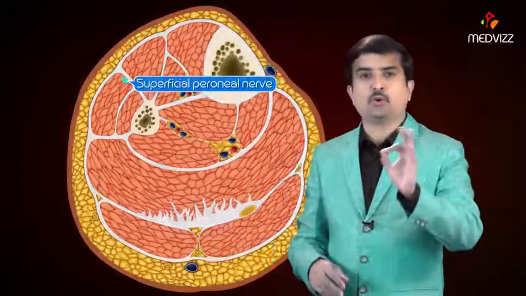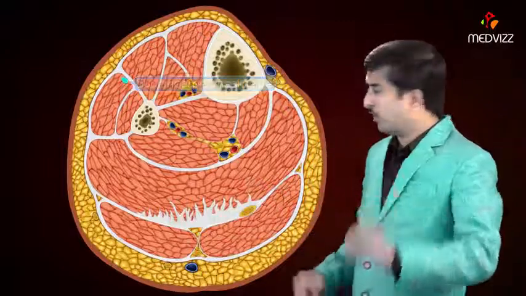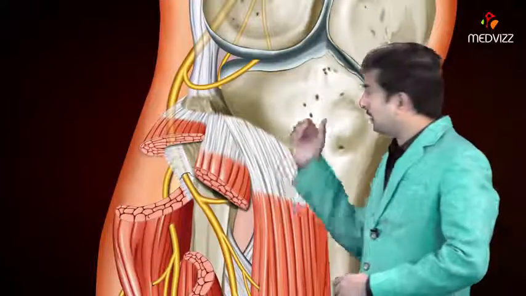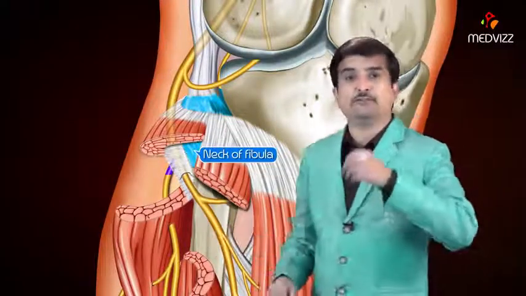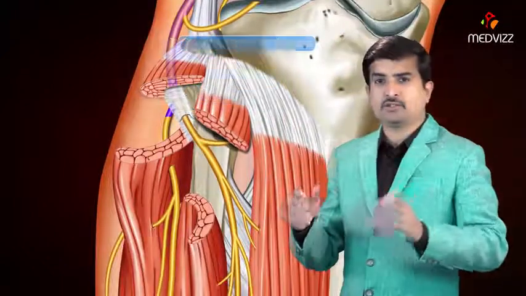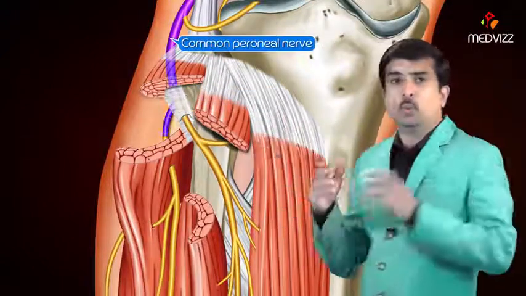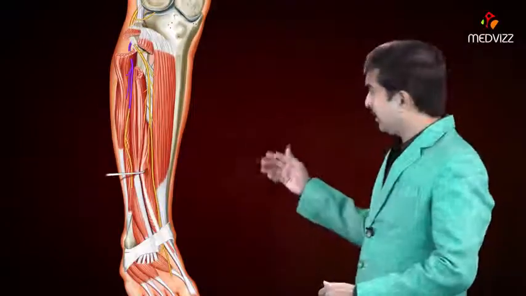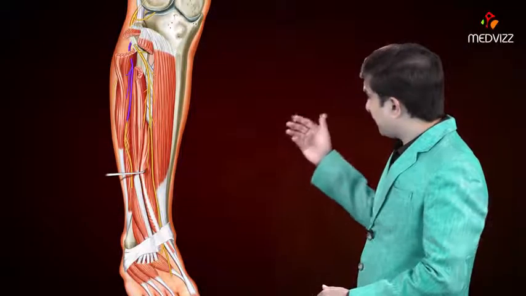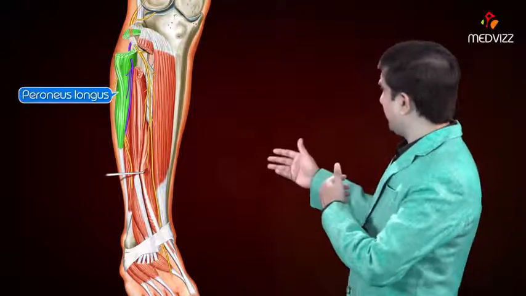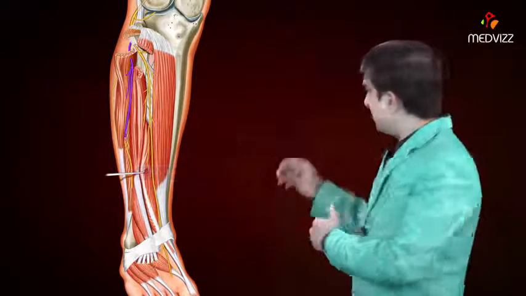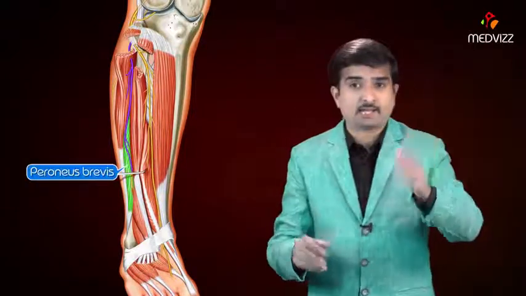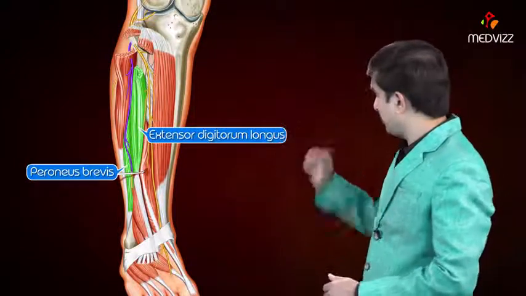The superficial peroneal nerve is the main nerve of the lateral compartment of the leg, and it arises on the lateral aspect of the neck of the fibula as a terminal branch of the common peroneal nerve, within the peroneus longus muscle. Next, the superficial peroneal nerve passes between peroneus longus as well as peroneus brevis, and it passes in the groove between peroneus brevis as well as extensor digitorum longus.